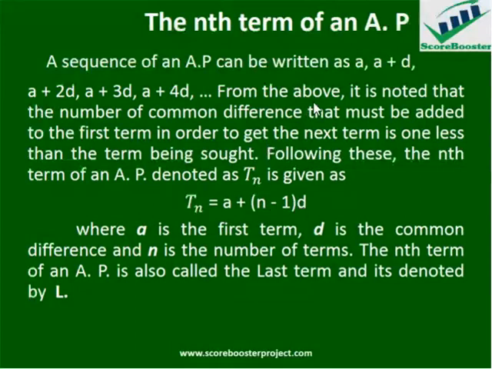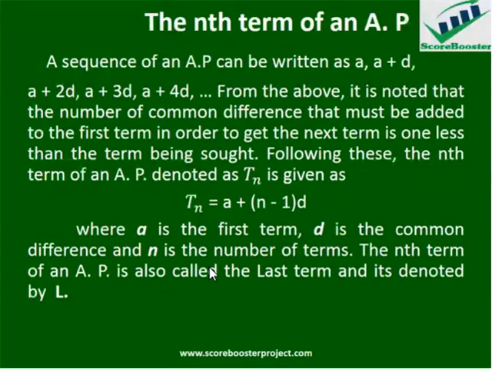That is why it is noted that the number of common differences that must be added to the first term in order to get the next term is 1 less than the term being sought. So here, A is the first term, that is the first number in that particular progression. D is the common difference. We've been given the formula of the common difference, and n is the number of terms.